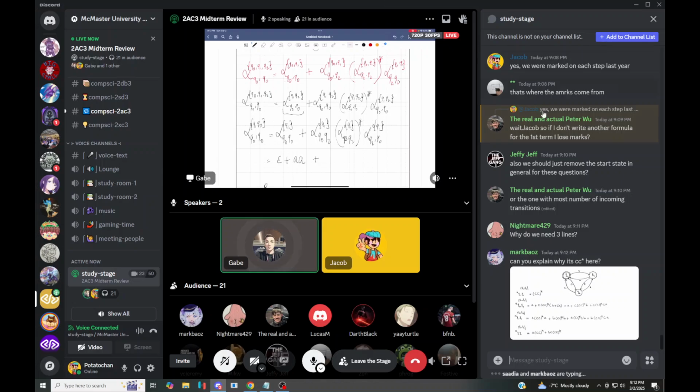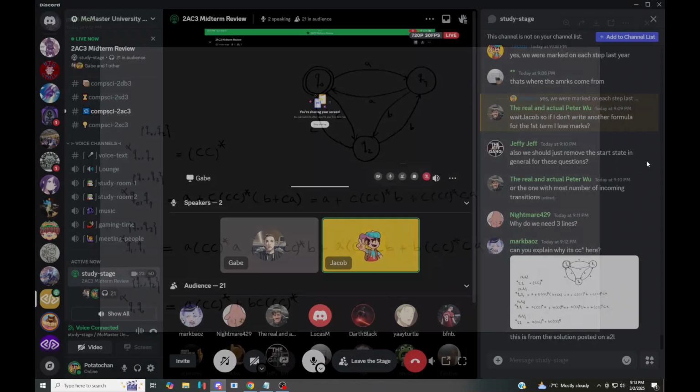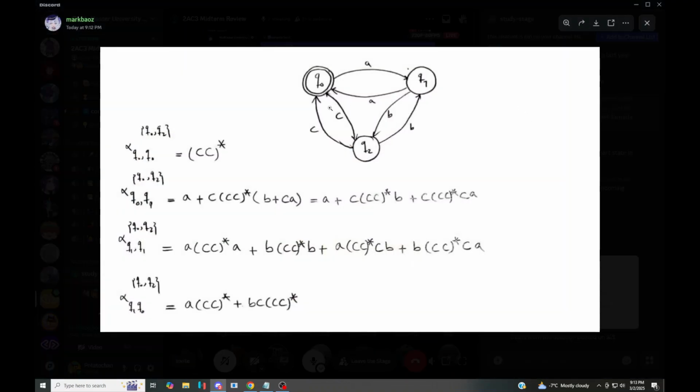Can you explain why it's CC here? Up to you. As opposed to what? Did you have a separate answer you thought about? Oh, because if you're not allowed to access Q1, then you're just going between Q0 and Q2 as many times as you want. So it's CC star. Because Q1 is not in your set of states. Otherwise, in that case, you don't have a lot of options.